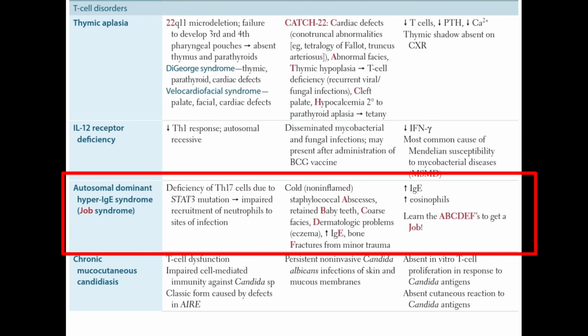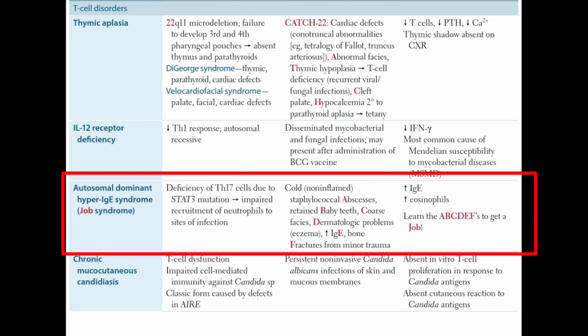Going towards autosomal dominant hyper IgE syndrome, which is also known as Job syndrome. The main defect is a deficiency of Th17 cells due to STAT3 mutation, which leads to impaired recruitment of neutrophils to the site of infection.